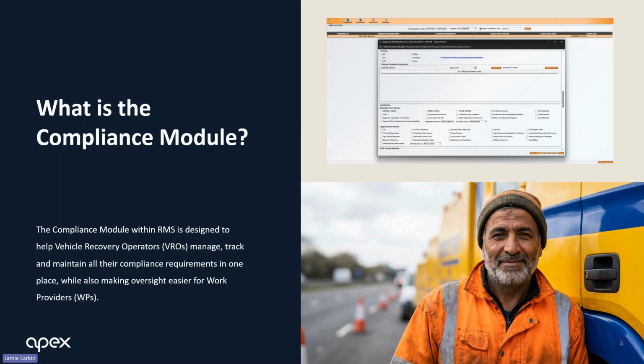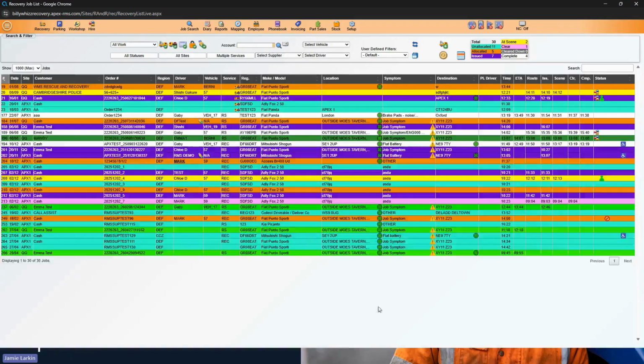What is a compliance module? The compliance module within RMS is designed to help vehicle recovery operators manage, track and maintain all the compliance requirements in one place, whilst also making oversight easier for work providers. Let me bring this up within RMS.